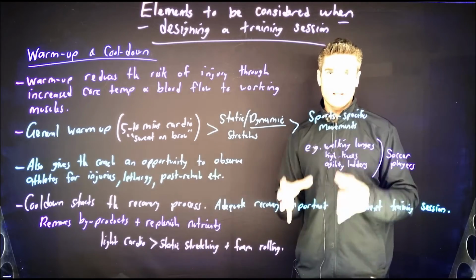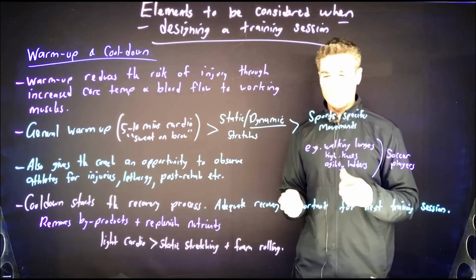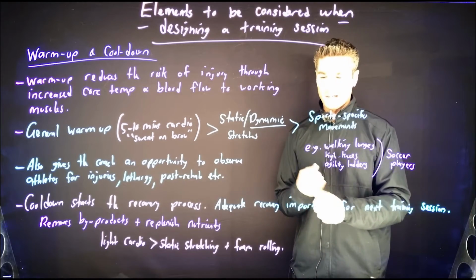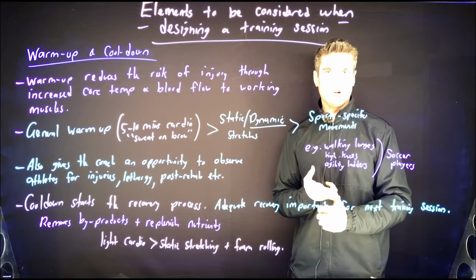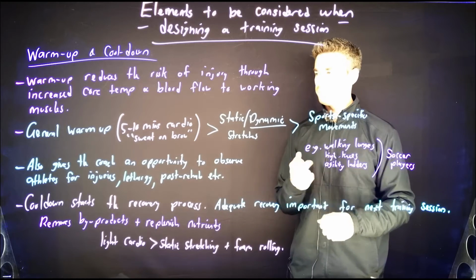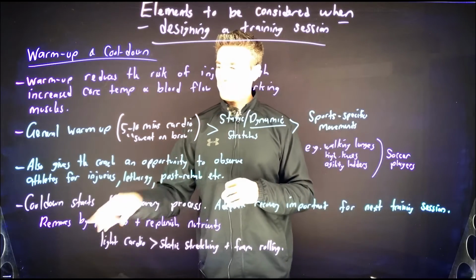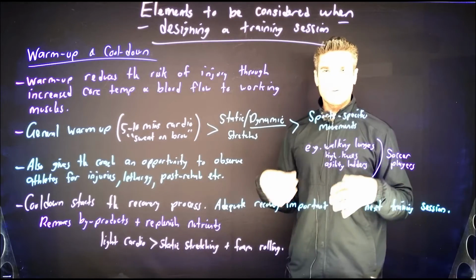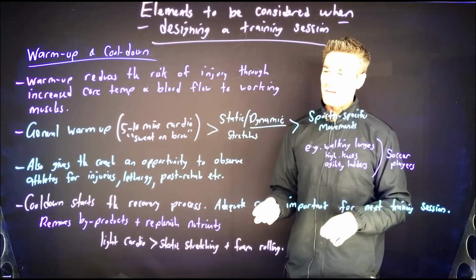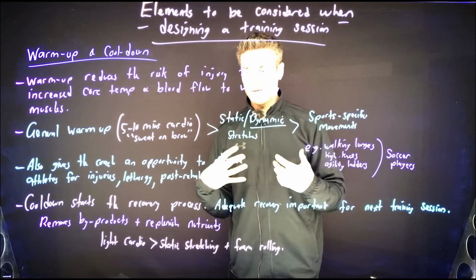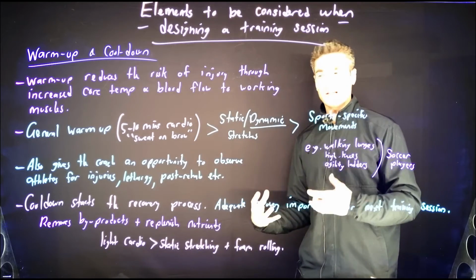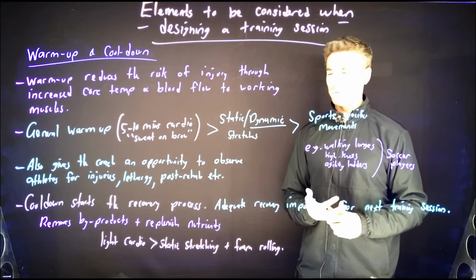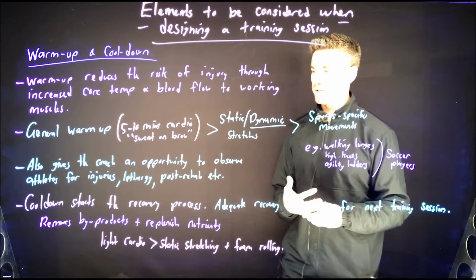If athletes are still recovering by the time they get to their next training session, then either A, they trained way too hard, or B, their recovery was not good enough and they need to improve their recovery. A cool down will assist by removing byproducts from the working muscles from the warm-up, and it will also start to deliver oxygen-rich blood and nutrient-rich blood to replenish nutrients that were lost in the training session.